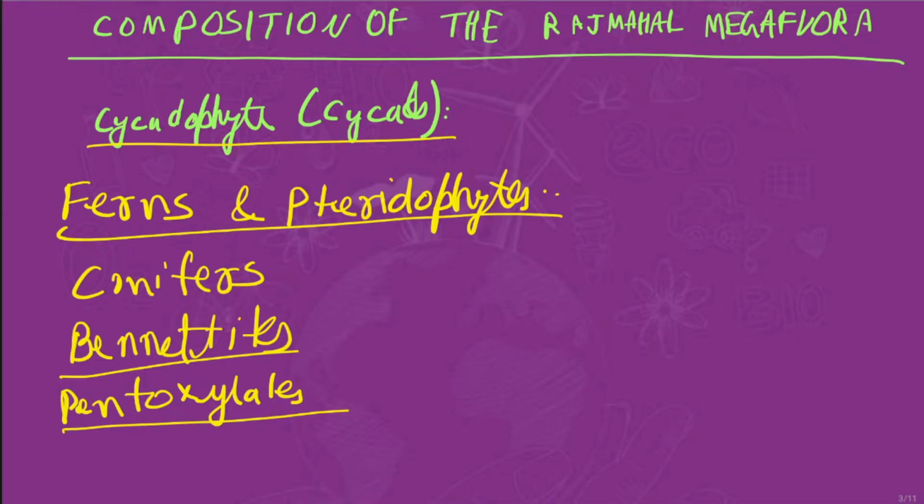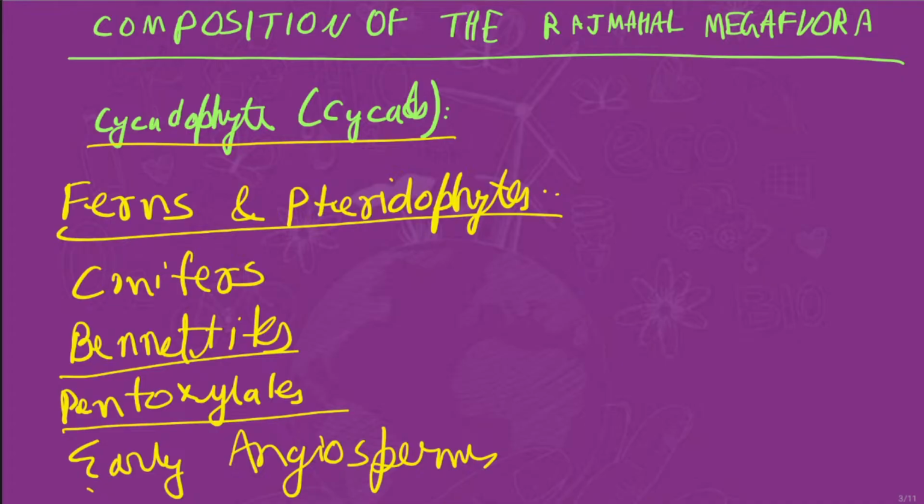Early angiosperms, flowering plants. The youngest megafloral assemblage from Sonajuri locality contains early angiosperm remains represented by taxa such as Sonajuria and Sonajuri puspum, marking the earliest records of flowering plants in the region and providing crucial evidence for early angiosperm evolution.